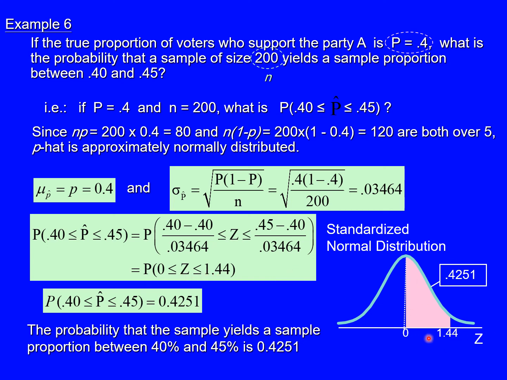This part can be computed or easily obtained directly from the normal table, and you get it equals 0.4251. This is the required probability, and that's all for the subject, the sampling distribution.